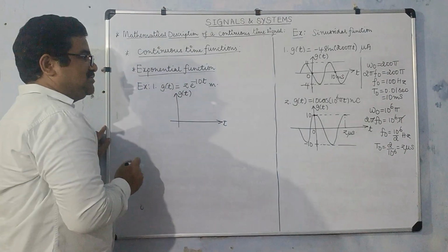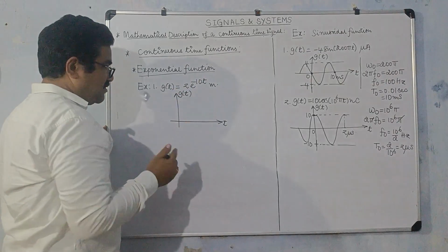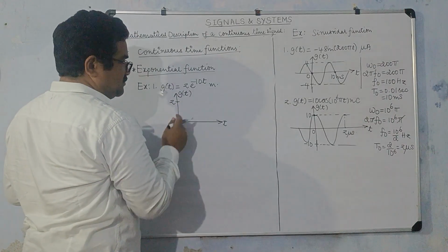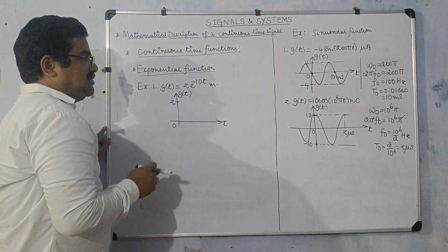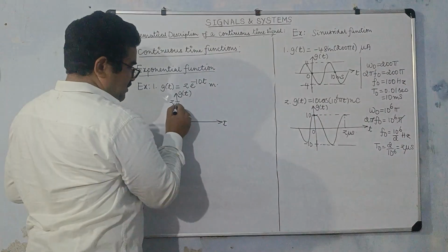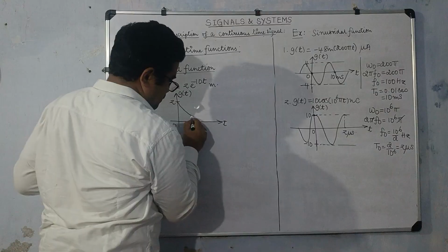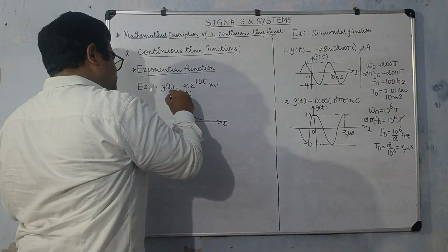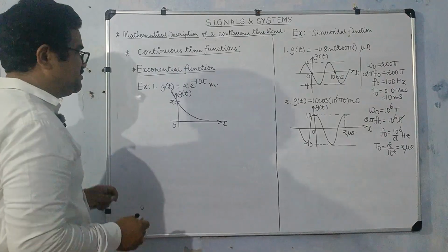What is its amplitude at t equal to 0? 2 into e power minus 10 into 0. E power 0 is 1, anything to the power of 0 is 1. So 2 into 1 is 2. At t equal to 0, it is 2. At t equal to infinity, it is e power minus 10 into infinity, or 1 by e power infinity, or 1 by infinity, which is 0. So it is decreasing exponentially and approaching 0 at t equal to infinity. This is my exponential function.